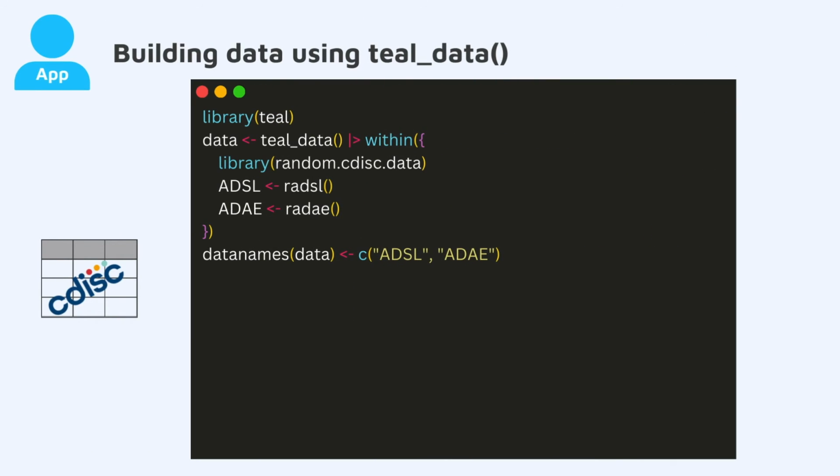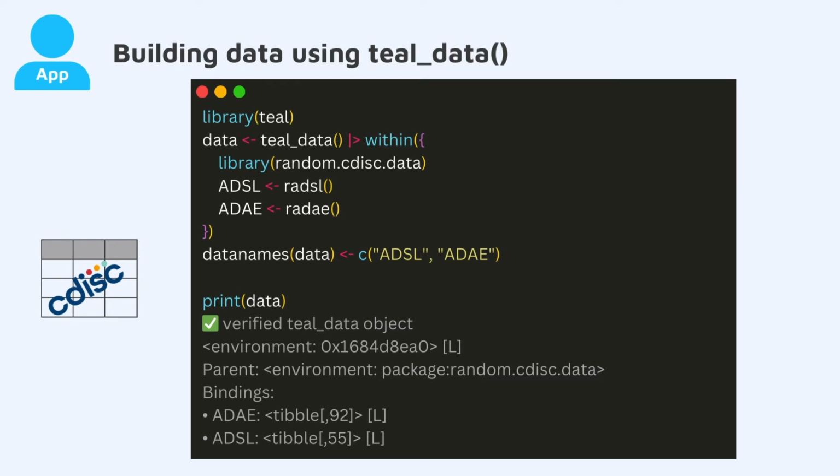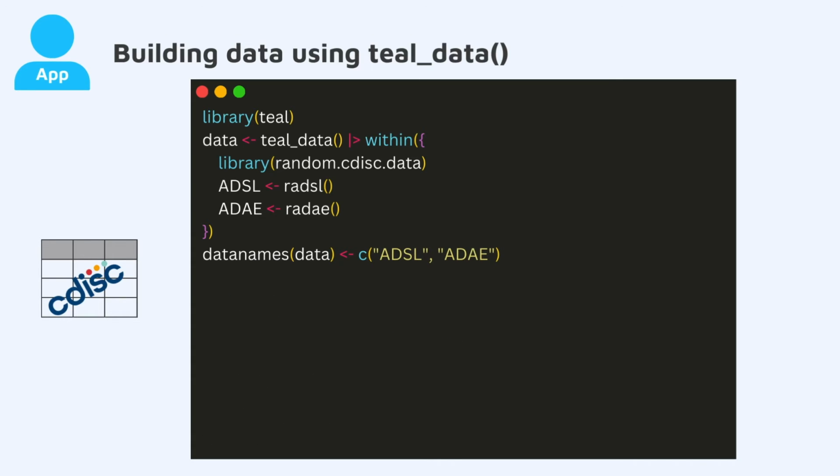Now that we know how to use join keys, let's see how to create a Teal data object with cdisk datasets. Here we are trying to create a Teal data object with ADSL and ADAE datasets. When we print the Teal data, everything looks okay. The only caveat right now is that these datasets would be considered as normal data frames in Teal. When we get the join keys of this Teal data object using the join keys method, we get an empty join keys object. So we have to set the join keys.